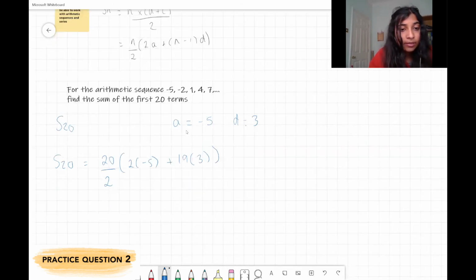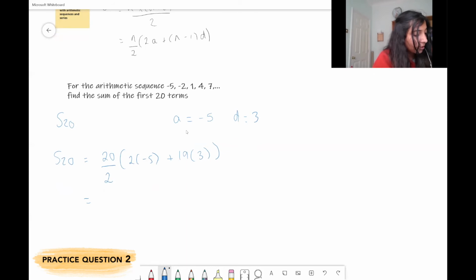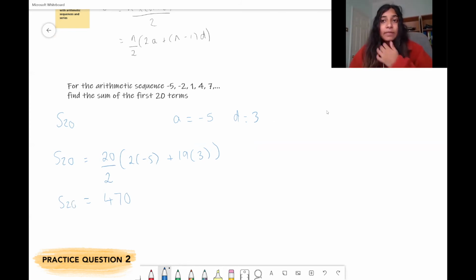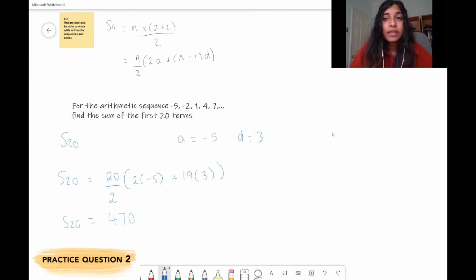And then if you put that in your calculator, you would just get that as equal to 470. So that's the sum of the first 20 terms. So yeah, as long as you know what the formula is, it's not that complicated. You just need to plug the values into the formula. So don't try and memorize the formula, but if you can't, it's okay, because you'll get this in your formula booklet.